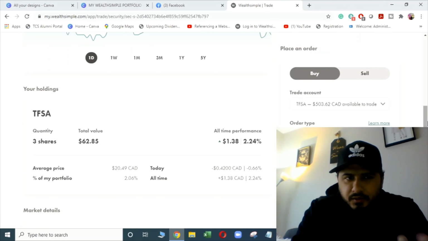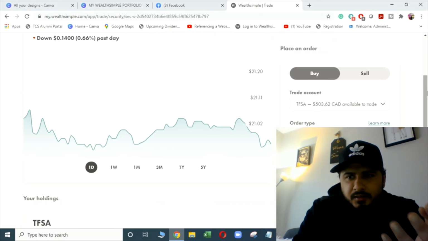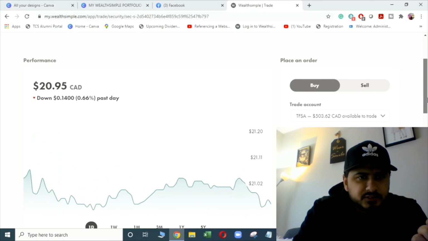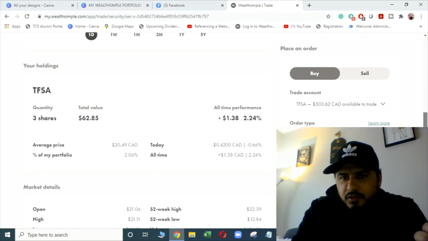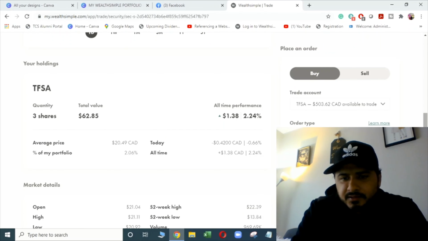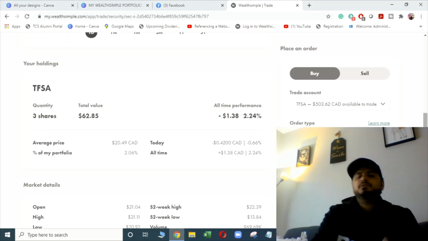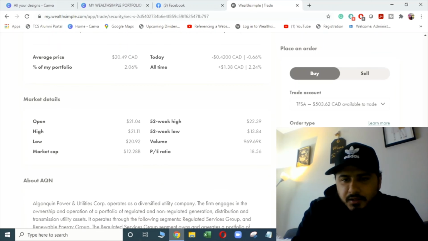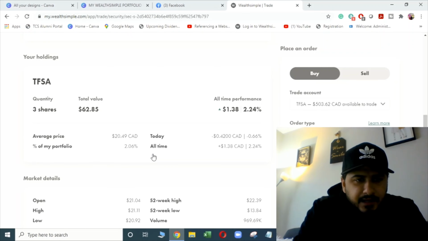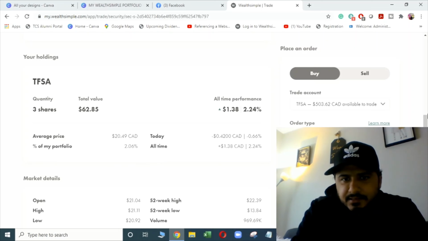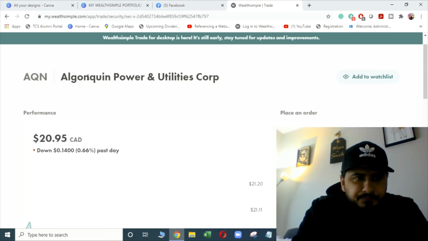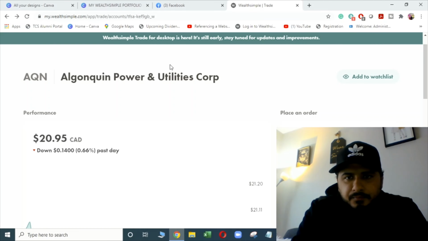I would strongly recommend you check the price on Yahoo Finance or Google with the proper ticker symbol, which is very important, because the Wealthsimple platform is 15 minutes delayed compared to Yahoo Finance and the main platforms. My average price for this stock is $20.49, and we are currently up by $1.38 on this. So let's get back to my portfolio.